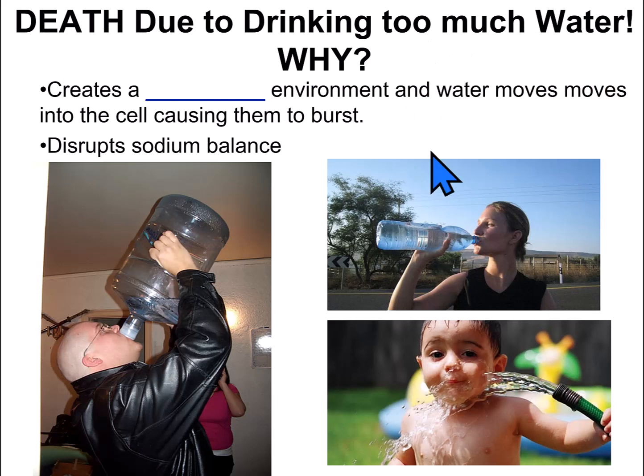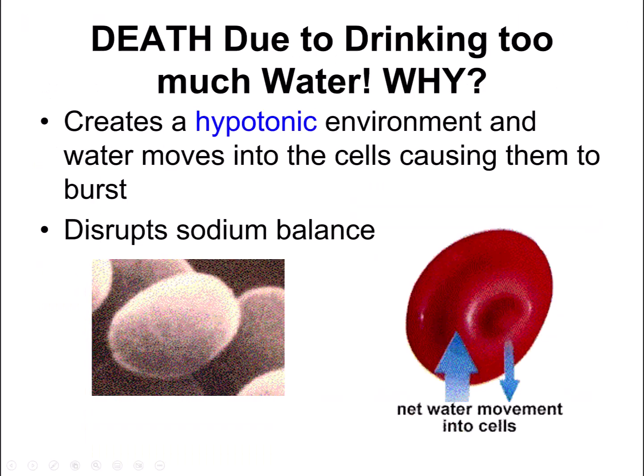What kind of environment does it create around the cells when you take in too much water too quickly? This is going to cause a hypotonic environment, and water is going to move into the cells, causing them to swell and possibly burst. It also disrupts the sodium balance.